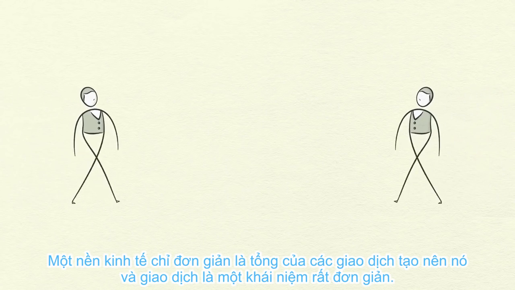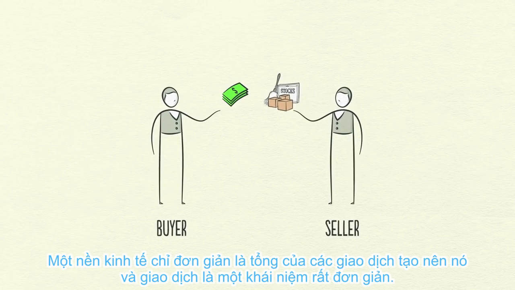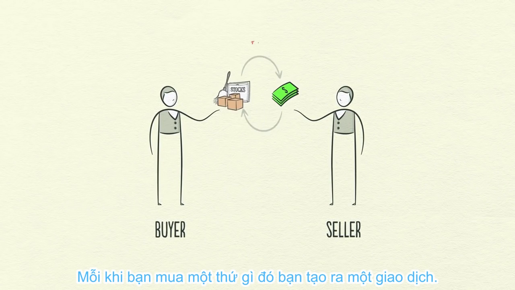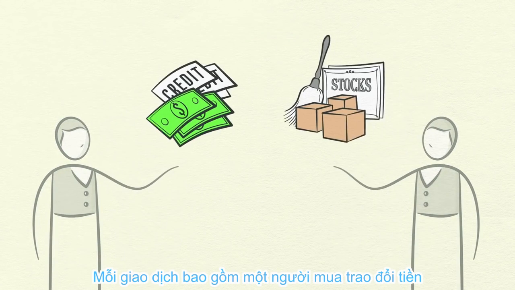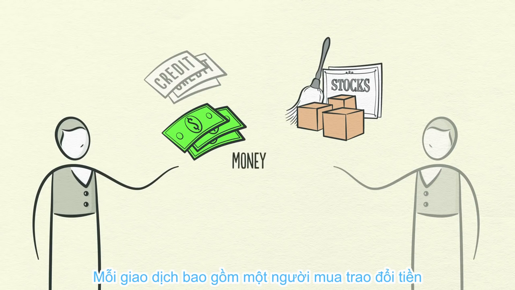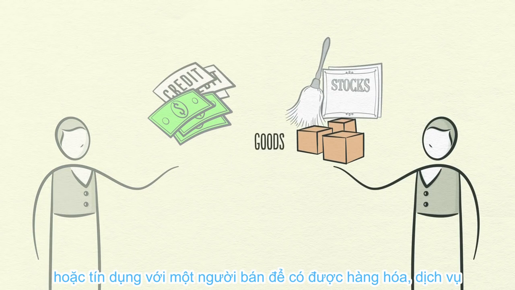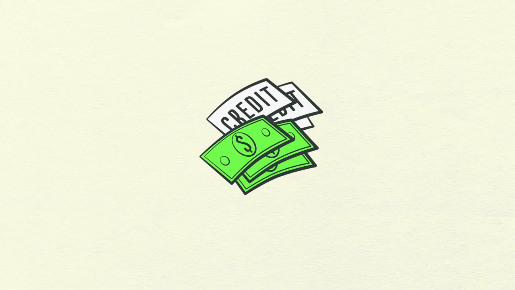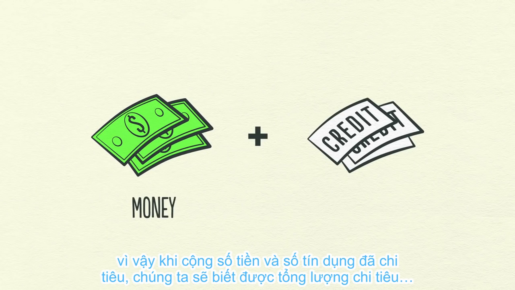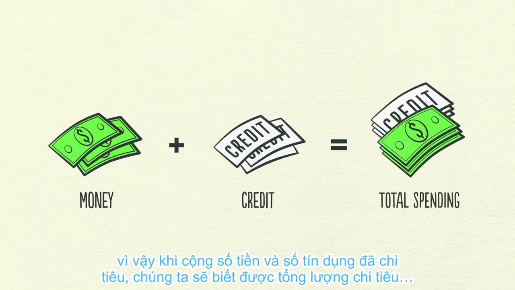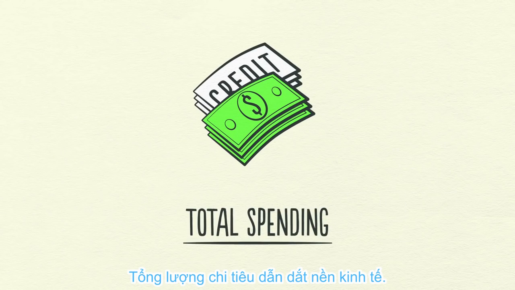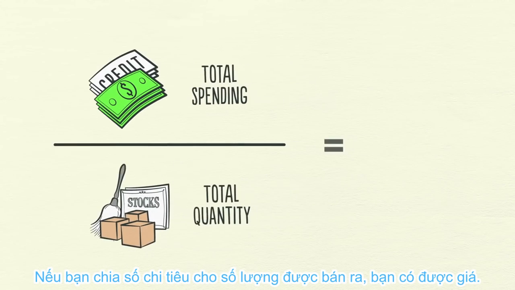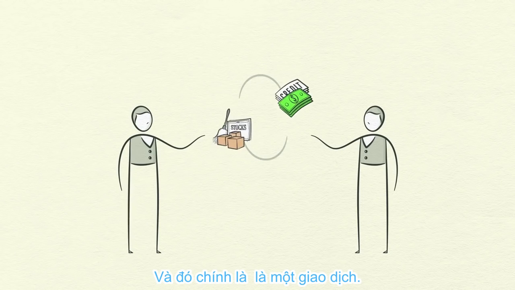An economy is simply the sum of the transactions that make it up, and a transaction is a very simple thing. You make transactions all the time. Every time you buy something, you create a transaction. Each transaction consists of a buyer exchanging money or credit with a seller for goods, services, or financial assets. Credit spends just like money, so adding together the money spent and the amount of credit spent, you can know the total spending. The total amount of spending drives the economy. If you divide the amount spent by the quantity sold, you get the price. And that's it. That's a transaction.